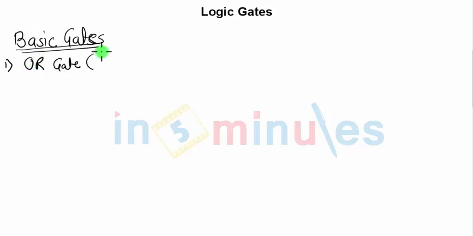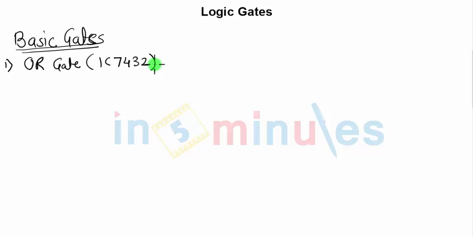First we will see the basic logic gates. Very first basic gate is the OR gate. The logic IC number is IC7432. Now what do you mean by OR gate? OR means one or another, means there will be always two inputs.